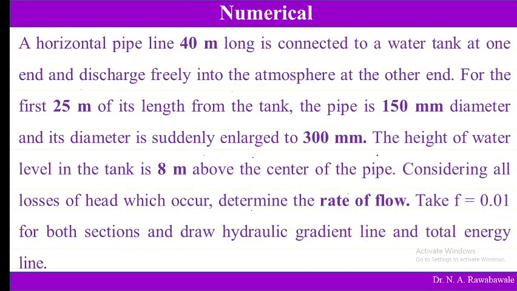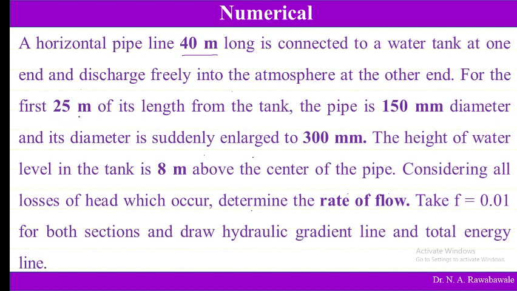From this numerical it will be clear to everyone what this hydraulic gradient line and total energy line are. Now, a horizontal pipeline 40 meters long is connected to a water tank. So the total length of the pipeline is 40 meters, connected to a tank at one end and discharging freely into the atmosphere at the other end.